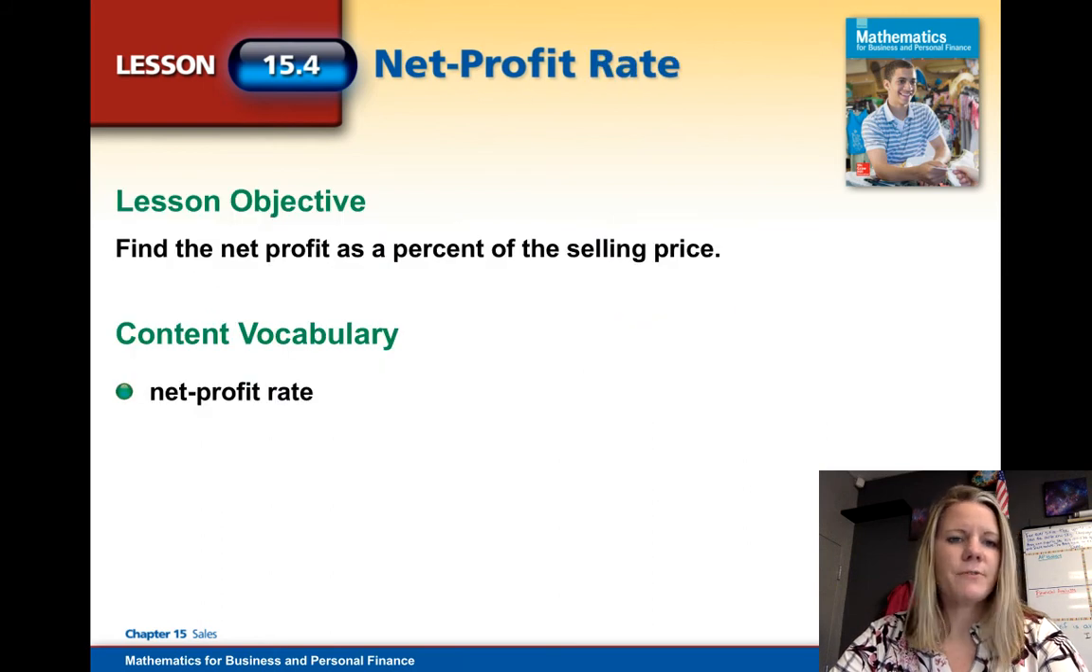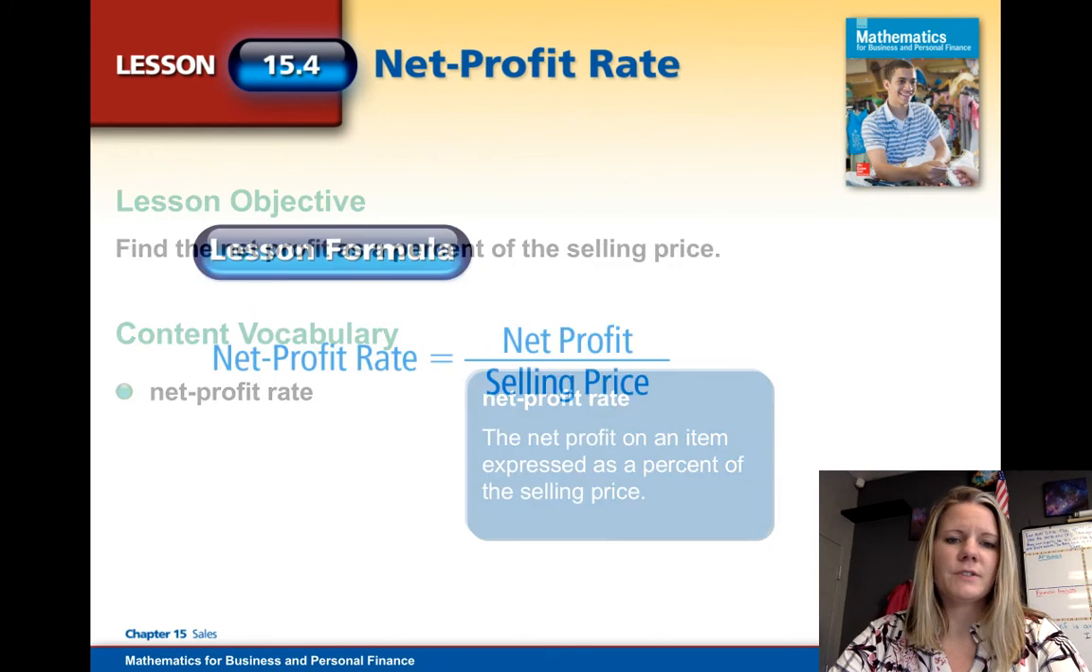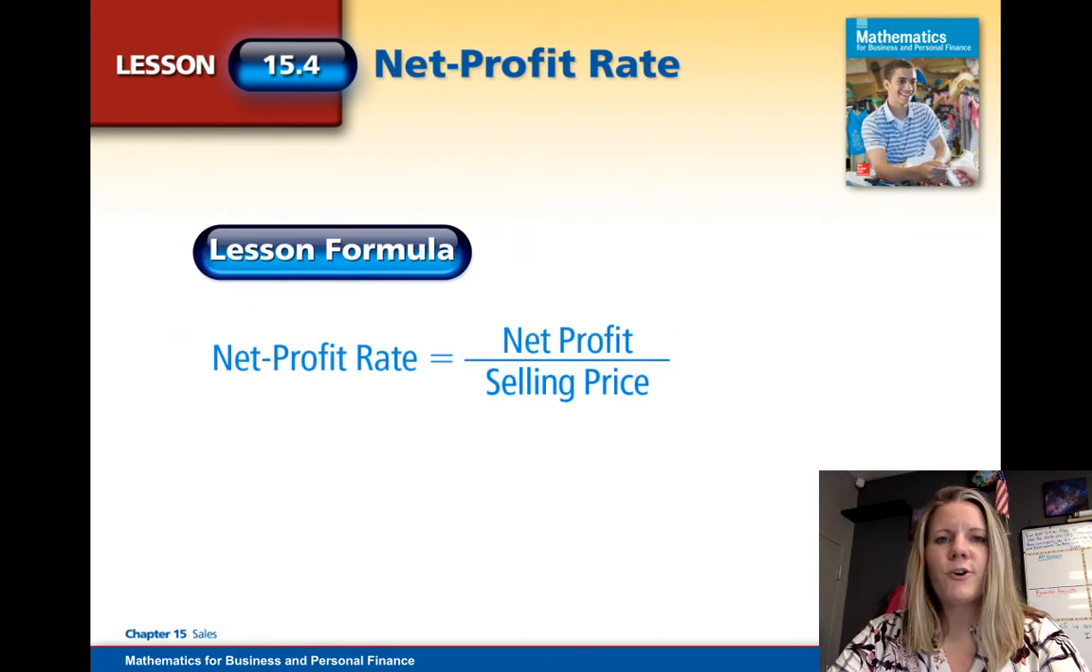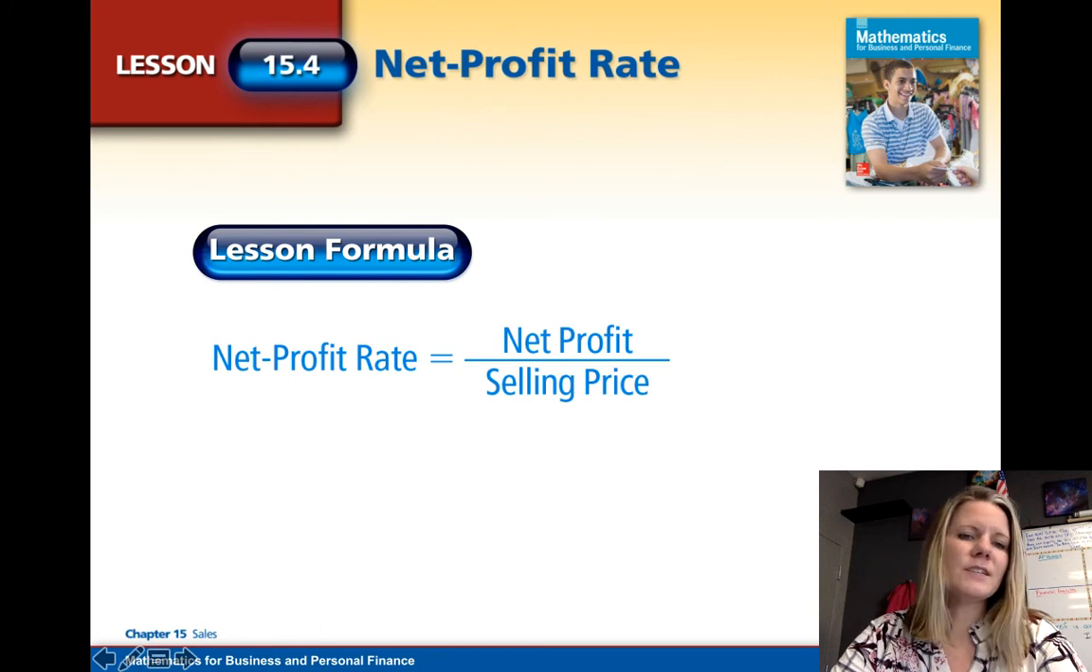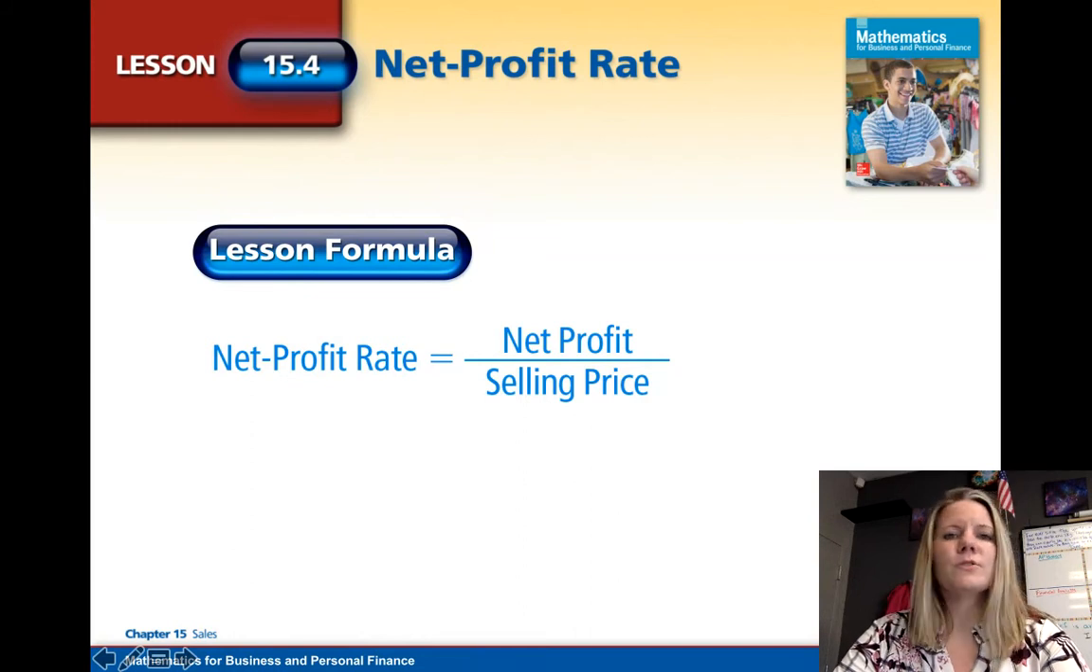15.4, net profit rate. So again, a rate, we are going to divide. It's a percent of the selling price. So with your net profit rate, it's net profit over selling price. Notice in these formulas where you divide, net profit rate, always then net profit goes on the top. So whenever you're calculating a rate, remember that value goes on the top of your fraction, and that holds throughout this chapter.